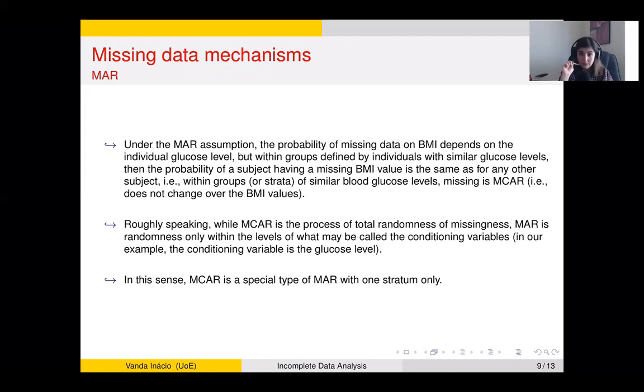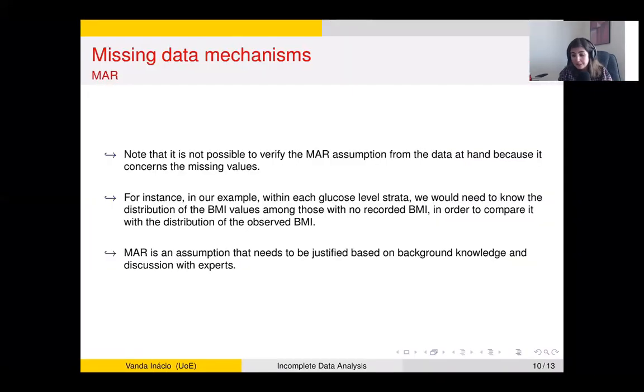So we can think of missing completely at random as being a particular case of missing at random with just one group, right? And we should note that the missing at random assumption is unverifiable from our data. And why? Because we would need the distribution of the missing values in order to validate the missing at random assumption.